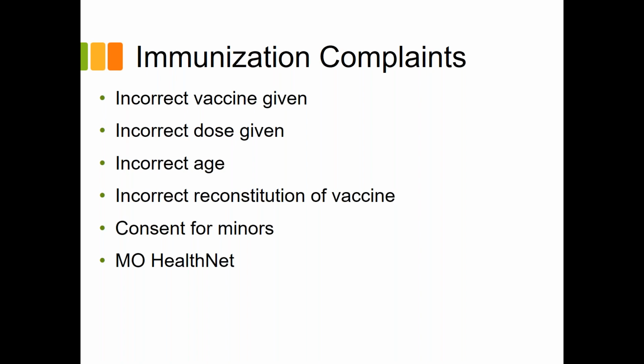And then MO HealthNet has also been providing information to us. They glean their billing data that's submitted and look for issues. They have uncovered some cases of the wrong people in the wrong age group getting the wrong vaccine. So this is, again, something we haven't seen in the past, but due to the pandemic, I think a lot of this is related to pandemic activities.